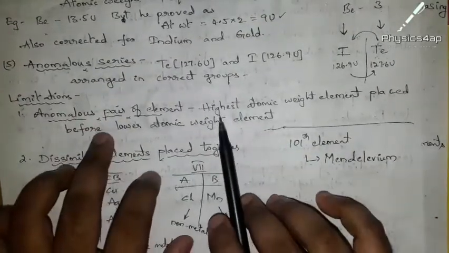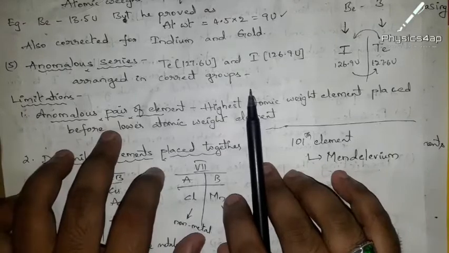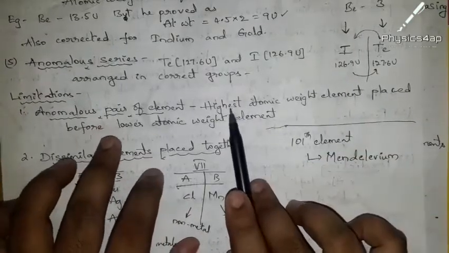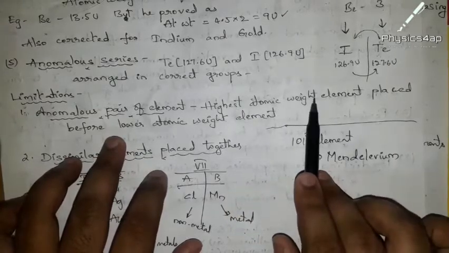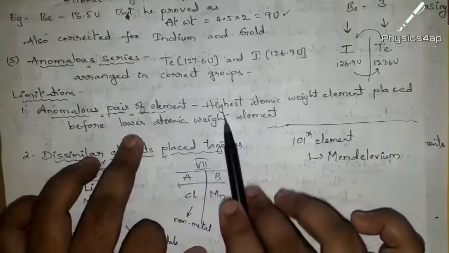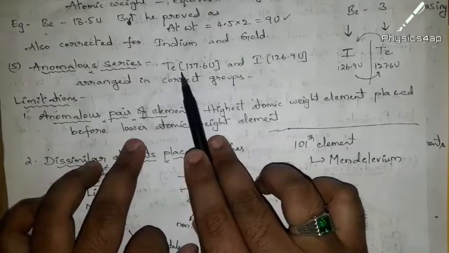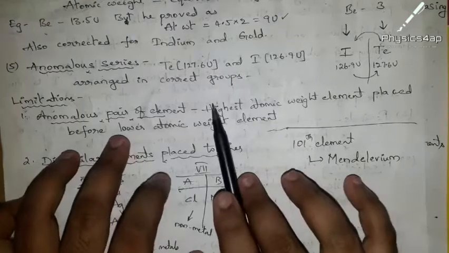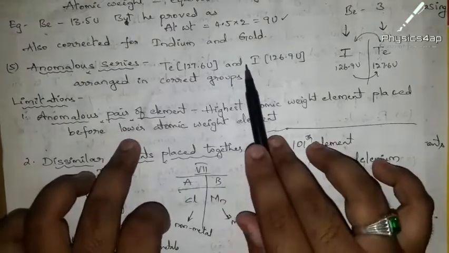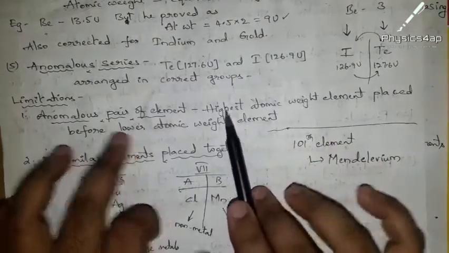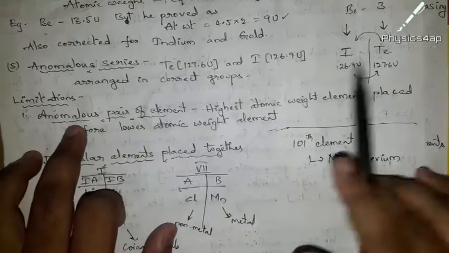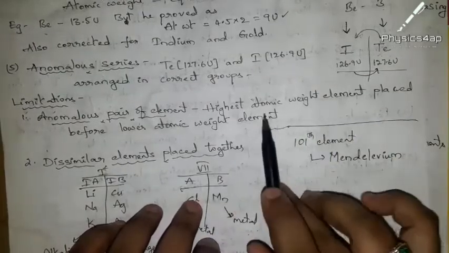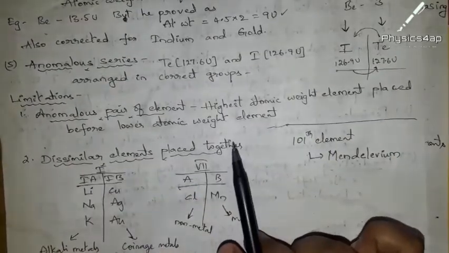So, anomalous pairs. The periodic table should be arranged according to the increasing order of atomic weight. But here, the element with the higher atomic weight has been placed before the lower one, like first he has placed tellurium and then iodine. So this was one of the failures. It was a success, but it has been a failure. Why? Because it should be arranged according to the increasing order of atomic weight, which has violated the periodic law.